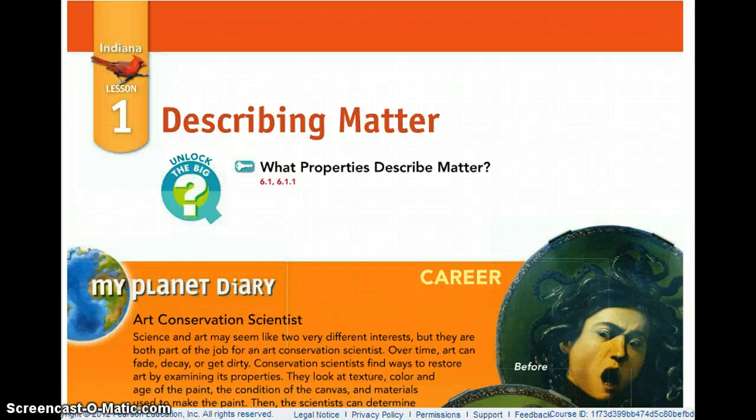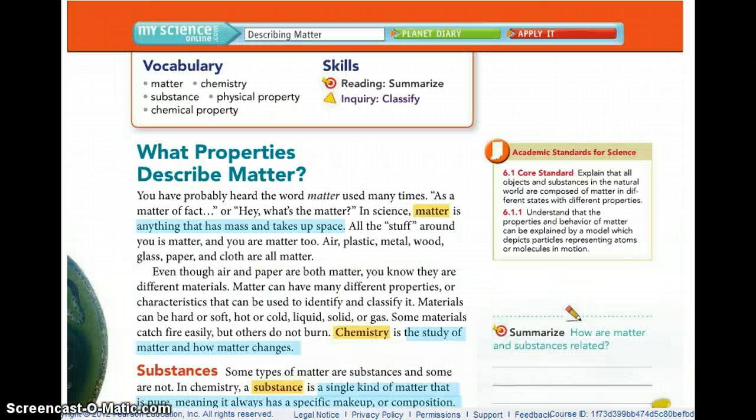Chapter 3, Section 1, we're going to be talking about describing matter. As you can see, our main question here by the end of this time is we must be able to answer this question: what properties describe matter? So if we go to the next page, page 89, we first have to figure out what matter is.